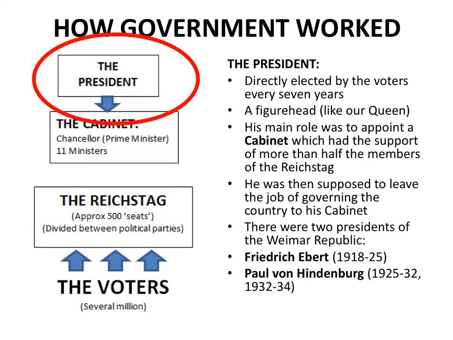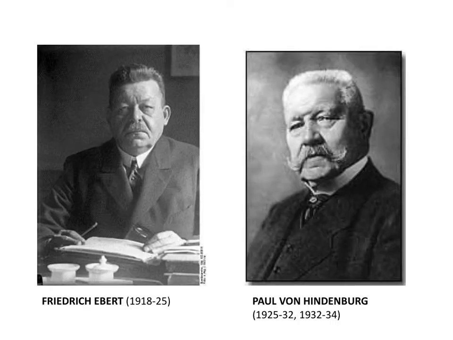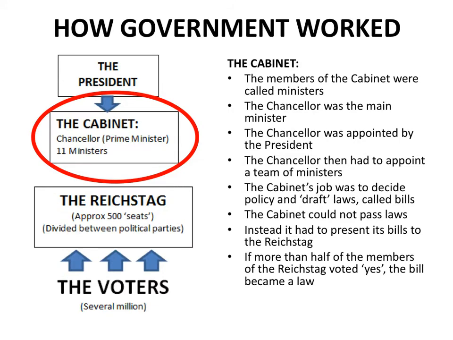There were two presidents of the Weimar Republic. Just a reminder of who they were. Ebert for 7 years to 1925, and then Hindenburg for 7 years from 1925 to 32, and then he stood for the presidency again in 1932. The cabinet, just a recap of the cabinet. The key position in the cabinet was the Chancellor. We call it the Prime Minister.